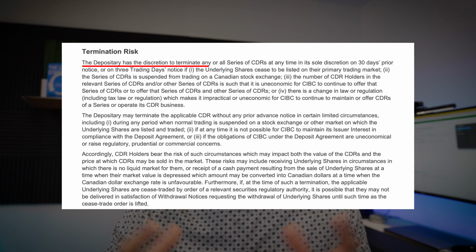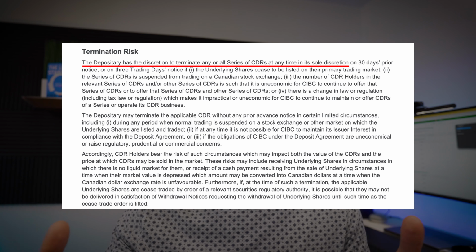Another thing with CDRs is that CIBC can terminate them at any point that they want to. If these products become unprofitable for them, then they can say, we're not offering them anymore, and at that point, they'll either buy out your CDR and return cash to you, or they'll give you the underlying share. If they return your cash to you, that could mean that you have capital gains that you don't want to have if your stock is up, or you could be selling at an unfavorable time.